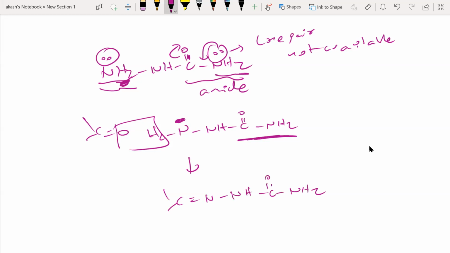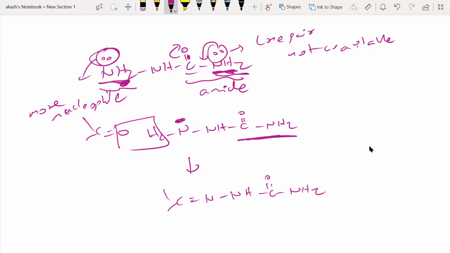Now, this is how you must answer the question. Even though I have two nitrogens, the lone pair on this nitrogen is actually not available because it is involved in resonance. So, this particular lone pair is more nucleophilic. That's why you must write that it is going to act as a better nucleophile and it is going to attack. This only is going to attack the carbon. This is why you must write. Understood what I'm trying to say?